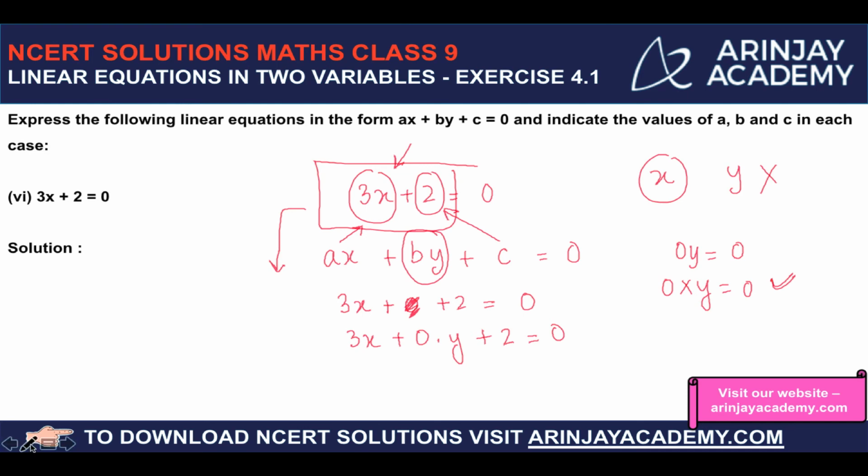Compare this with the standard form of the equation over here. What do you get? You get a is equal to 3, b here, plus by is equal to 0, and c, because plus sign is here and c is here, so c is equal to 2. Nothing difficult. What was the difference here between this question and the other question? You did not have anything which was covering this part. Yeah? Let's move on to the next question.